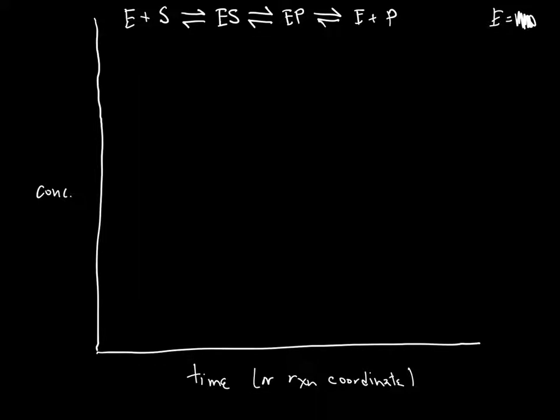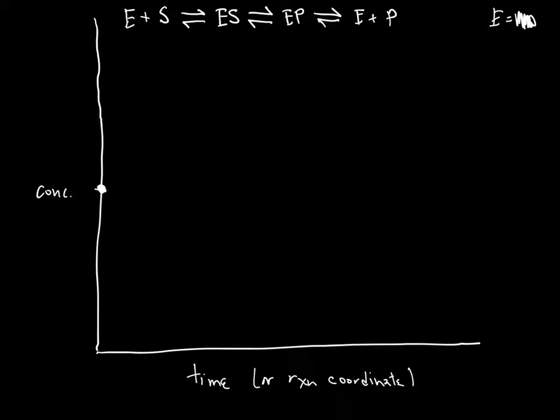Okay. All right. So at time 0, we've got some set concentration of enzyme. It doesn't really matter. This is free enzyme. It's not bound to anything. It could be higher than that, it could be lower than that. You just pick a point on it.